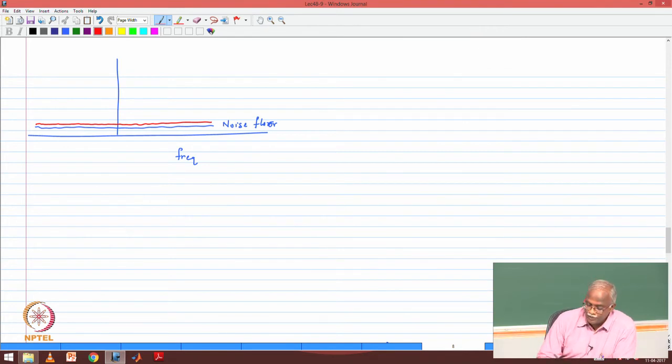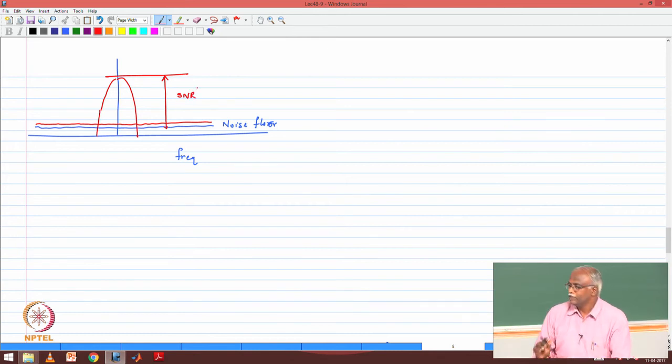At the receiver, what do we do? We despread this signal. The despread signal looks like this. My SNR is with respect to the noise floor, only one. So this becomes my signal to noise ratio. Spreading, despreading. What happens in spreading? What happens in despreading? Are you clear about this?